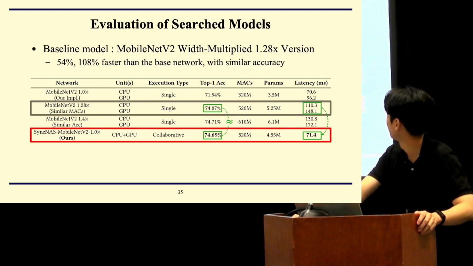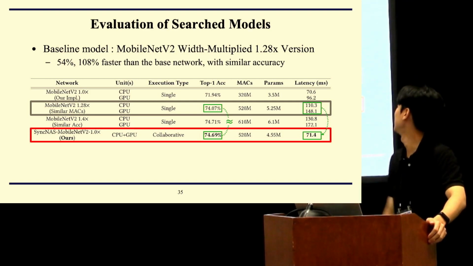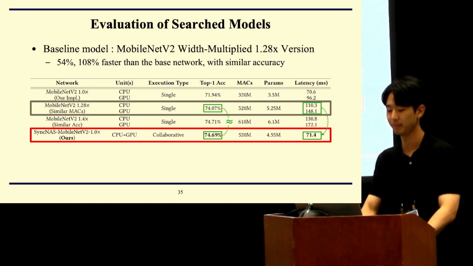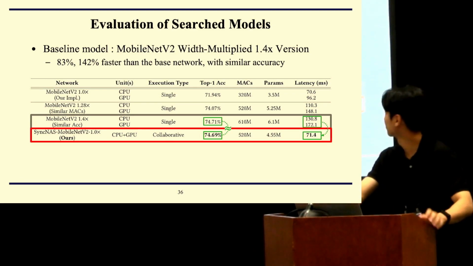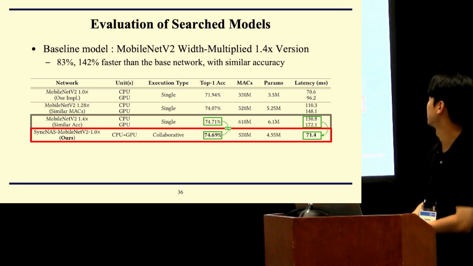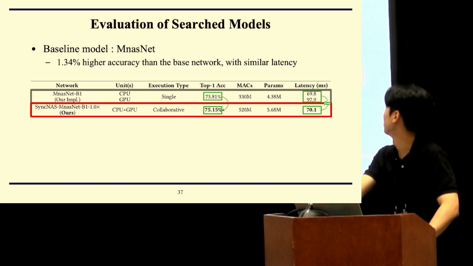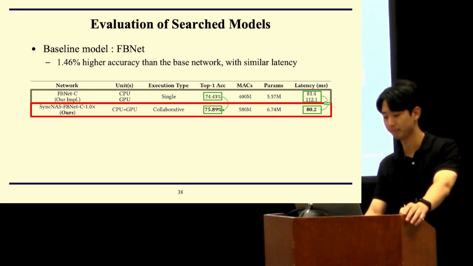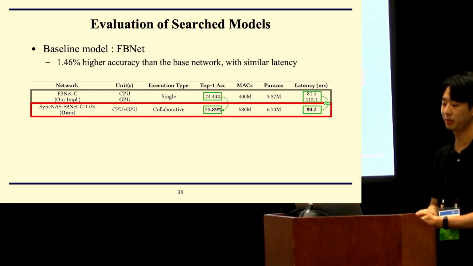And MobileNet V2 with the 1.2x multiplier version is 55% and 108% faster than the baseline network with similar accuracy. And MobileNet V2 with the 1.4x multiplier version is 83% and 142% faster than the baseline network with similar latency. And for the other network, MNASNet, we found 1.34% higher accuracy than the baseline network with similar latency. And last, in FBNet, 1.46 higher accuracy than the baseline network with similar latency.